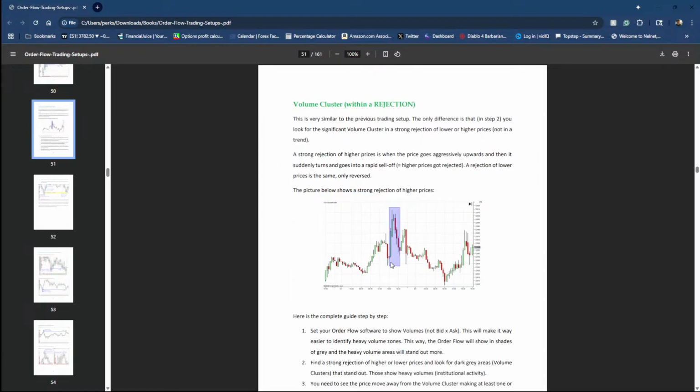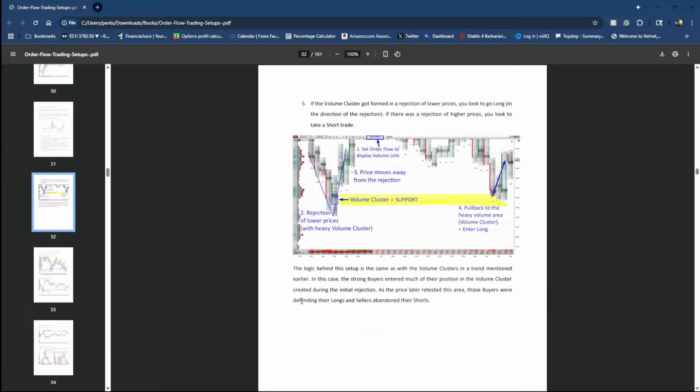I would recommend either going back and rewatching this, pausing here and reading what he's saying, and then pausing here and reading what he's saying. But I just want to show you guys the illustration and an example of it happening on the charts, so that you can turn around and use this in your trading.